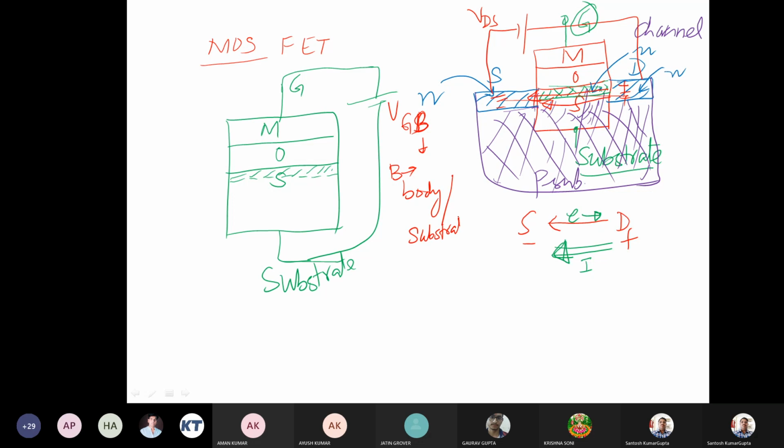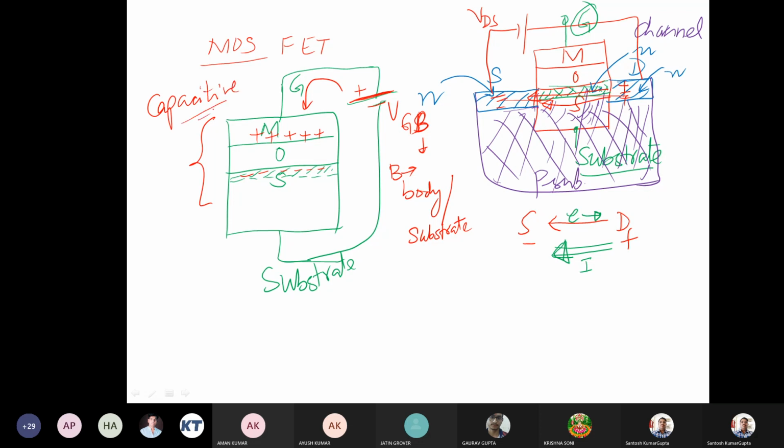So if we apply VGB between this, suppose this kind of polarity we are applying. The battery is connected to the gate, which means it is supplying some positive charge here. So for overall neutrality of this structure, we must have supplied an equal and opposite number of electrons here because of something called capacitive coupling. Let us see what we mean by this capacitive coupling.